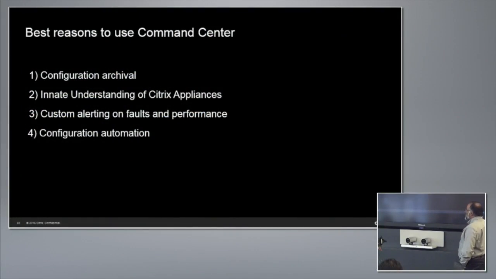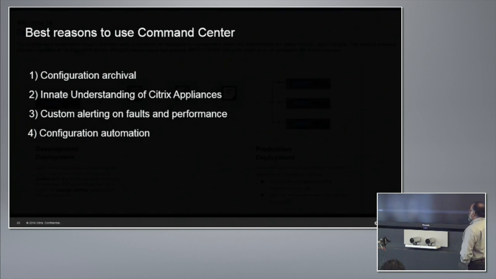The last bit I'm going to talk about here is, again, for those folks who have multiple NetScalers, Command Center. So you can see, especially as you start talking about, for example, CPX and containerization, where obviously you're going to be deploying just a pair of boxes. What is Command Center? What are the main things you can do? It's hopefully the obvious stuff, but I just want to highlight to make sure everyone knows. The top 4 reasons: archiving configs, understanding appliances natively, faults and performance alerts, and config automation.